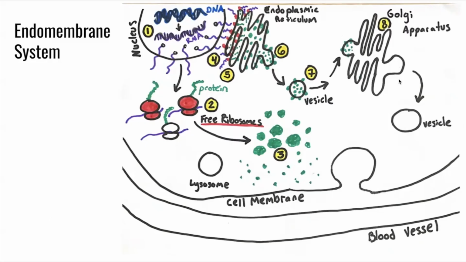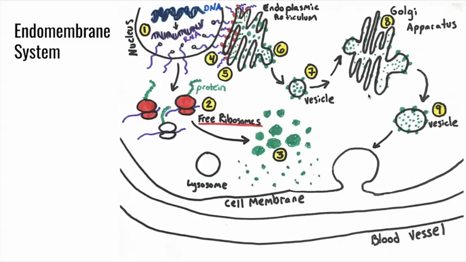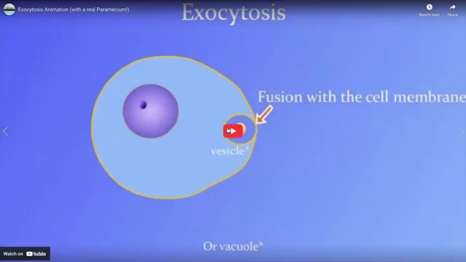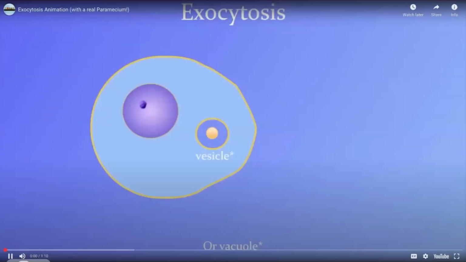Now, once the Golgi apparatus has essentially packaged the protein appropriately, it's going to form another vesicle on the other side of the Golgi apparatus. And then that vesicle will pinch off, again through exocytosis, which I'm going to show you in a second, and form a new vesicle. So this is the process of exocytosis.